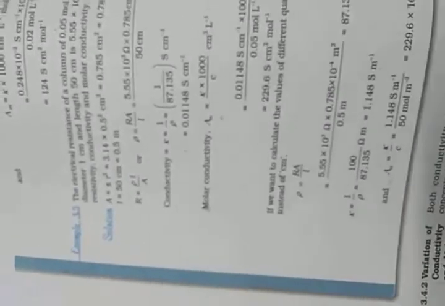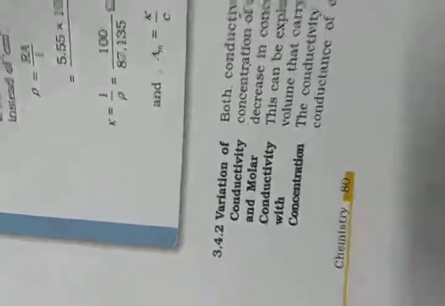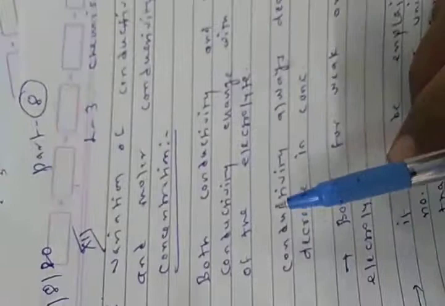Our next topic is, after example 3.5 that I taught you yesterday in part 7. In part 8, today's part 8, 3.4.2, variation of conductivity and molar conductivity with concentration, page number 80. Now, both conductivity and molar conductivity change with the concentration of the electrolyte.